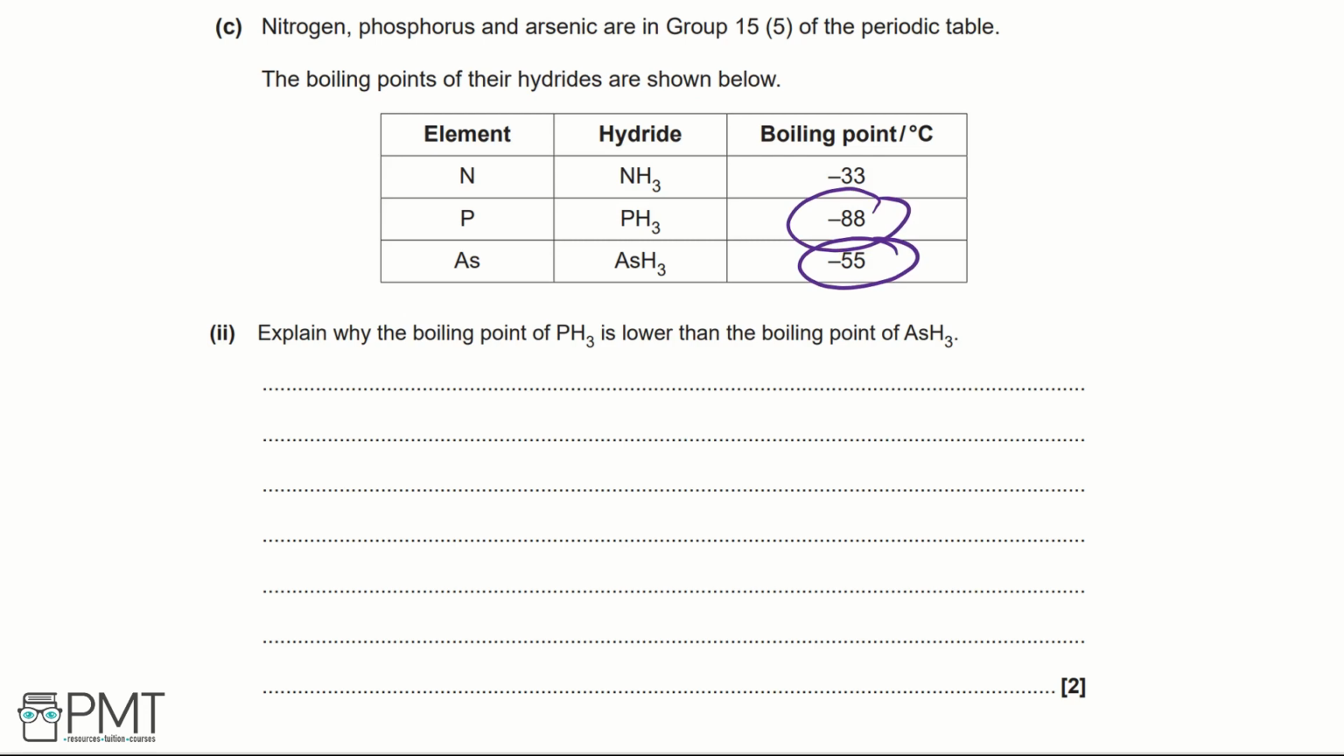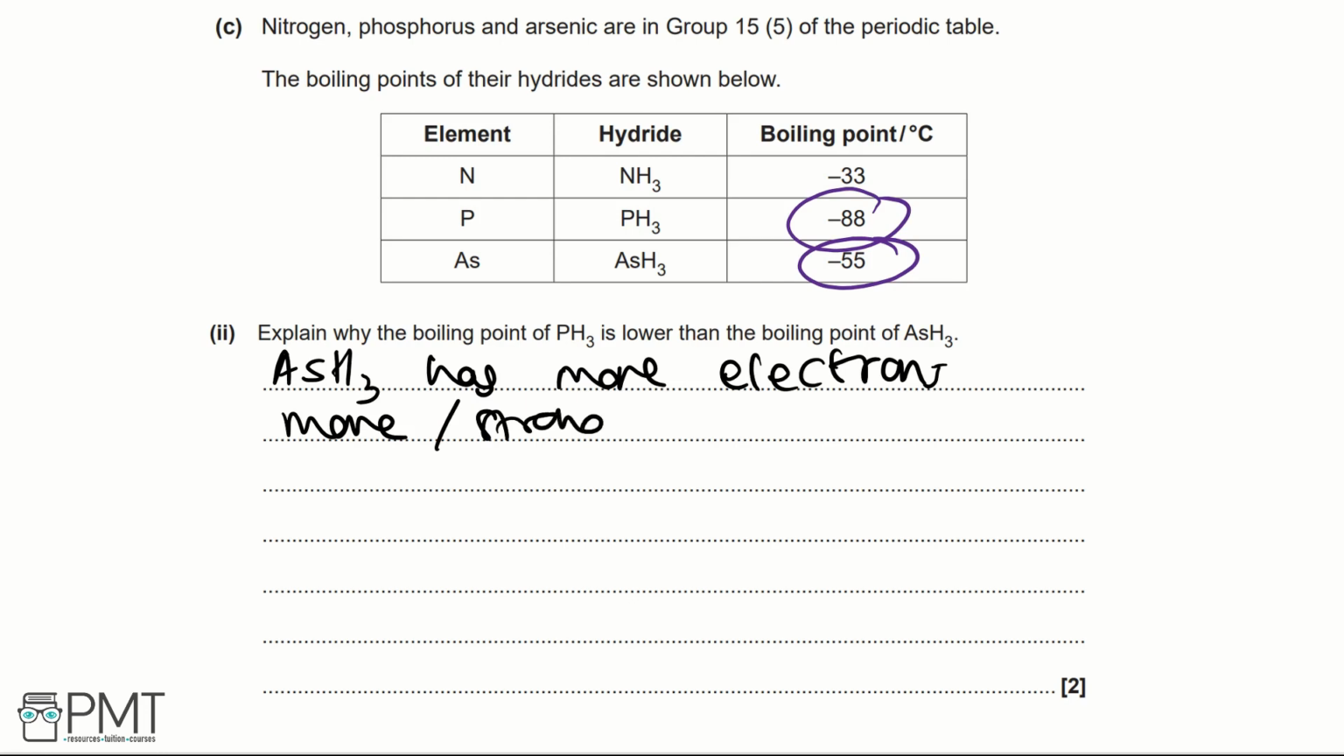Again, like part 1, there are 2 bullet points we need to write for this question. The first one is that AsH3 has more electrons than PH3 and therefore has more or stronger London forces of attraction. To get the 2 marks for this question, you need to write the 2 bullet points: that AsH3 has more electrons, and that AsH3 has more or stronger London forces.